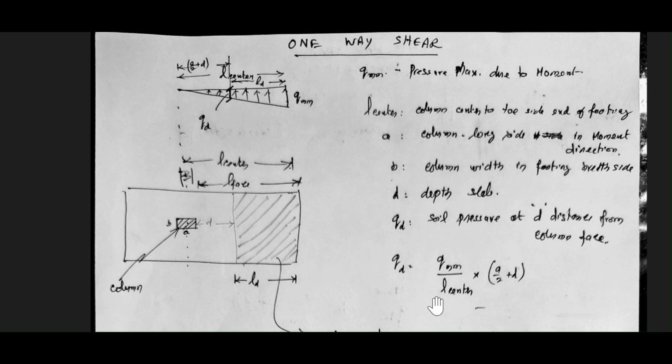QD is equal to QM by the length, into A by B into D. This is as per the drawing. This QM varies from QM to 0. For interpolation, the QD will be this only. Interpolating, from this drawing you will find this formula.